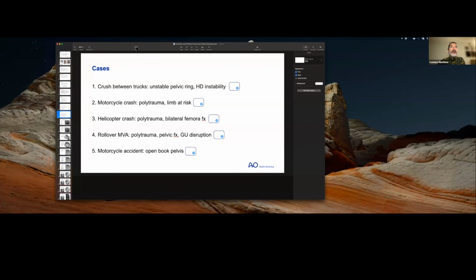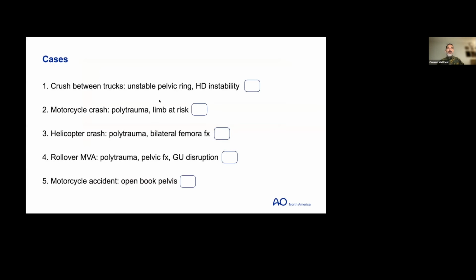So I figured that we would get through a couple cases here. We have officially till 9:30, although we've been asked to try to get off by sometime after 9 o'clock. But I want to get through a couple cases here.